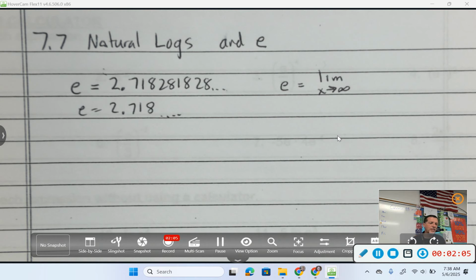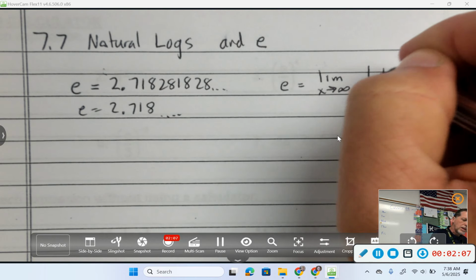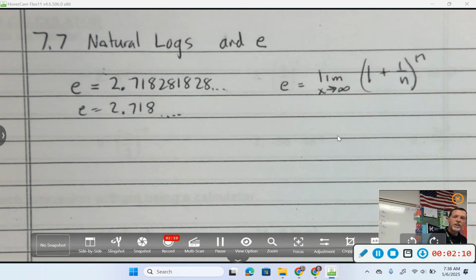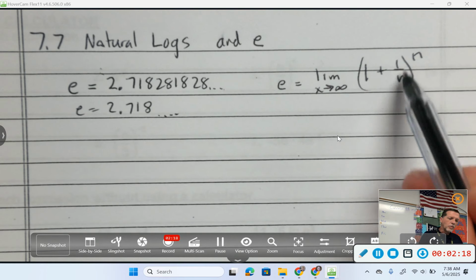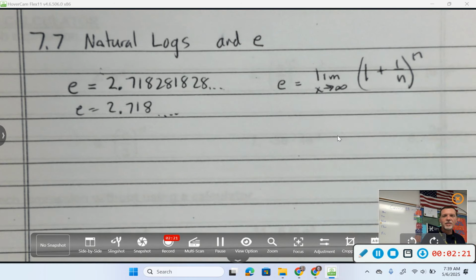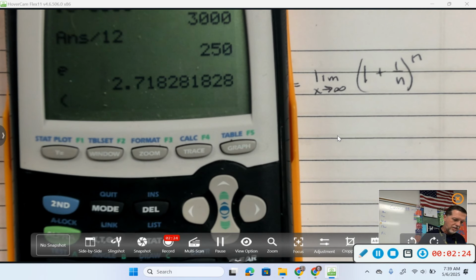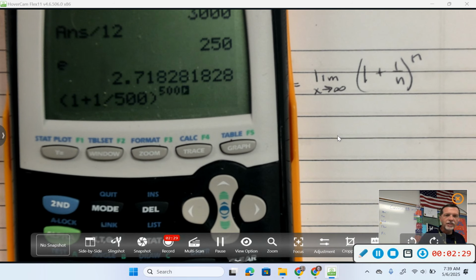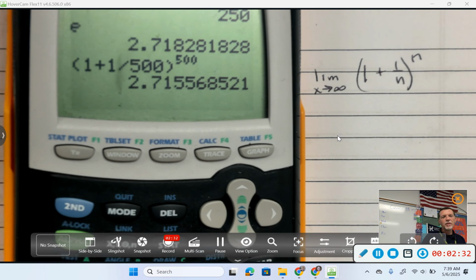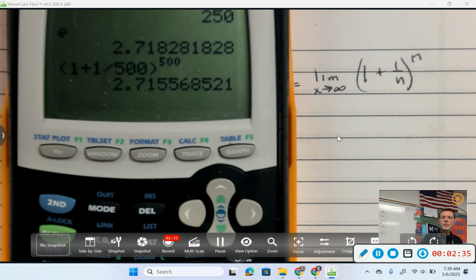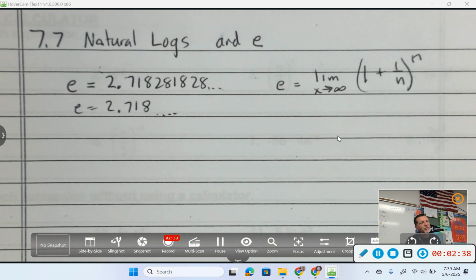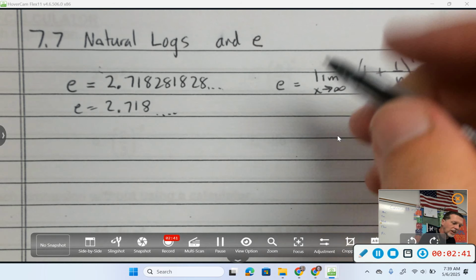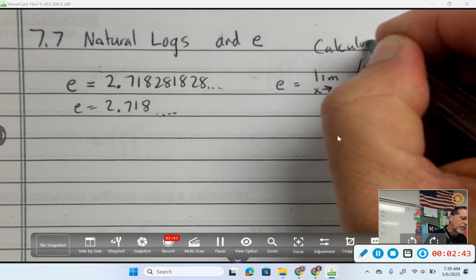So I'd say you don't even have to write this down, but 1 plus 1 over n to the n. If you plug in a really big number, you get E. So 1 over n starts getting small, but n starts getting big. Let's try 1 plus 1 over 500 to the 500th. Yep, we're getting close to it. So if n gets really, really big, that's the official definition of E. You don't need to know that. That's just a little side note. It's kind of a calculus thing.